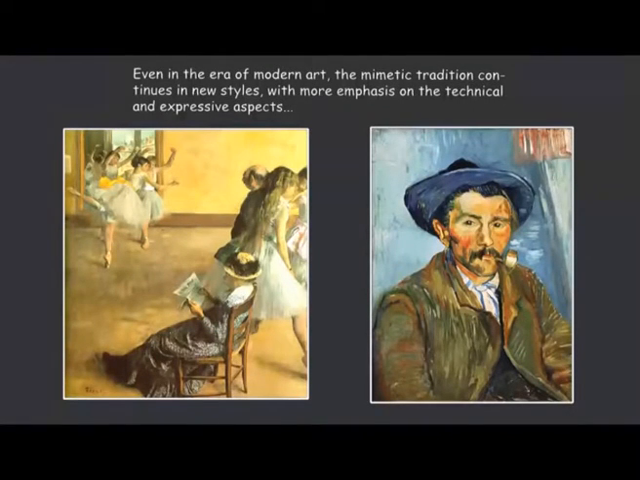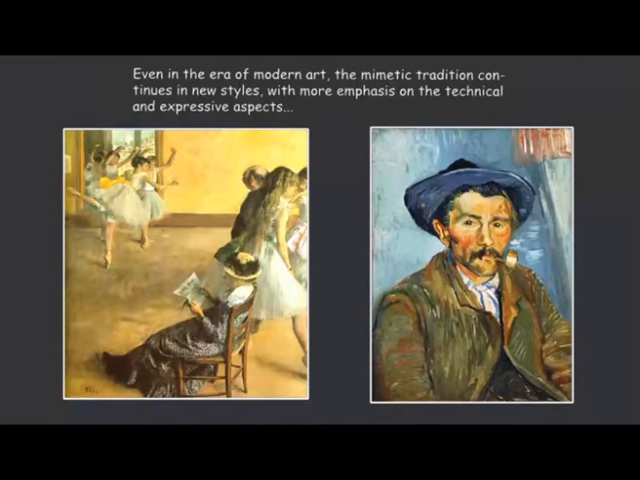So, using canvas as a surface and oil paint as your medium, and using certain techniques of painting, you create a very convincing realism which forms a very important part of mimetic art. Even in the era of modern art, the mimetic tradition continues, but in new styles and new techniques, and with more emphasis on the technical and expressive aspects.